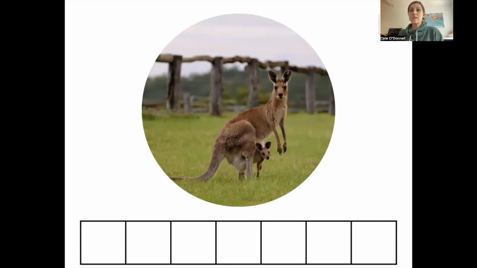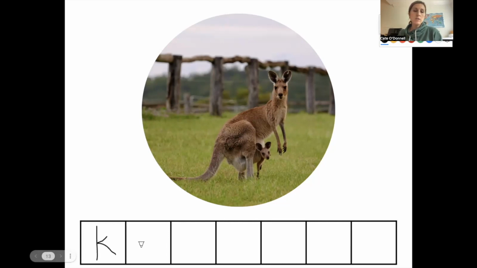There are 7 sounds in kangaroo. What's the first sound you hear? K, k. Now, ordinarily, I would hear that A coming next, and I would be thinking C, but kangaroo is a rule breaker, probably because it's not from English. We borrowed it later on. So we have the letter K making the K sound in kangaroo.